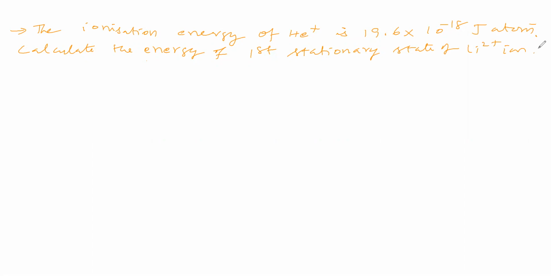So what is given here? The ionization energy of He plus is given. So what is ionization energy? That we will see. Now we will take He plus in ground state. He plus has one electron. That one electron is present in the 1s orbital, because helium has a 1s2 configuration. Helium's atomic number is 2, so 1s2 configuration. He plus means one electron has been removed, so the configuration becomes 1s1 in ground state.